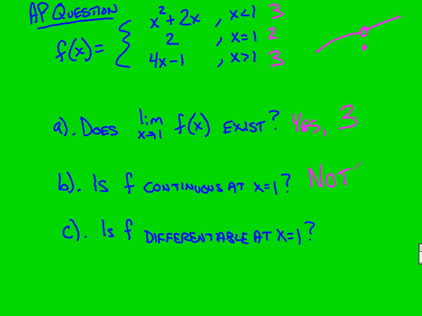Now, to be differentiable at x equals 1. Well, we've talked before how if a function is differentiable, that means it must be continuous. Well, that means that if it's not continuous to begin with, then there's no way it could possibly be differentiable. So our answer here automatically is no because it is not continuous.